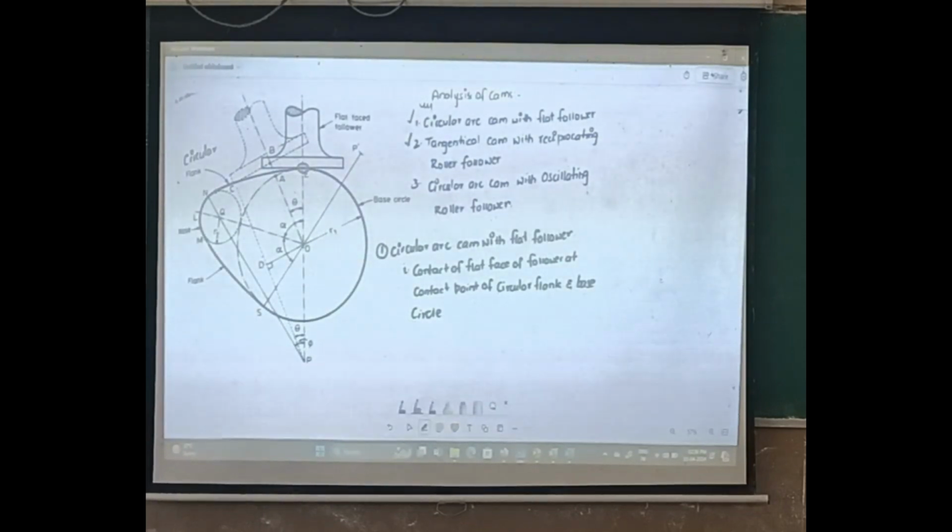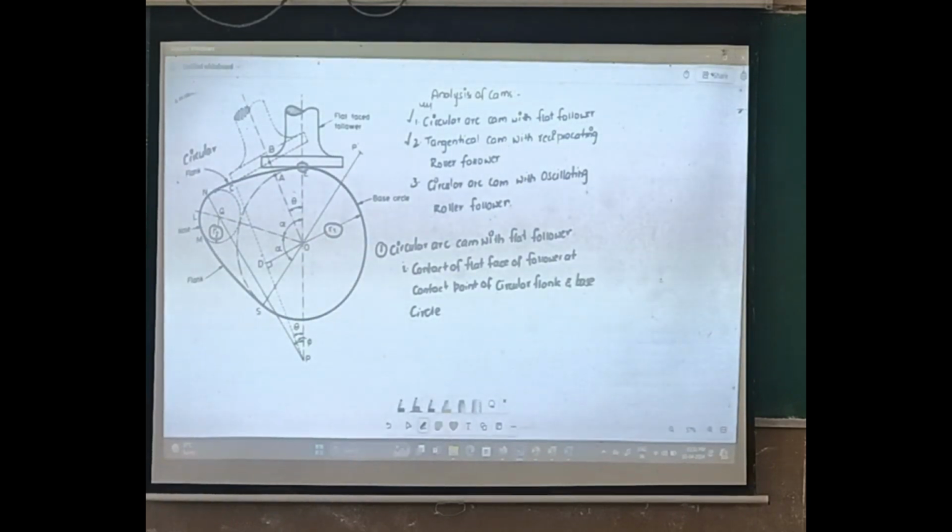Parallel to this, we have the portion M and S, which is also a circular flank. And the larger circle here with a radius equal to R1 is called the base circle or base radius of the cam. And the smaller circle, the radius R2, we call the radius of the nose. And there is a second case in this.